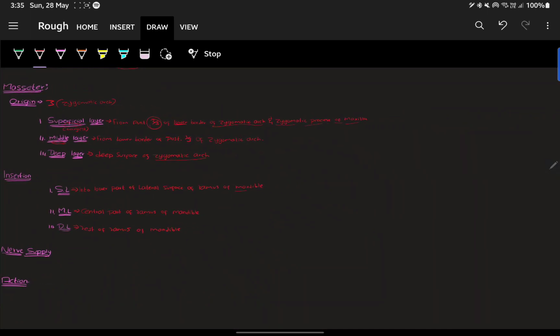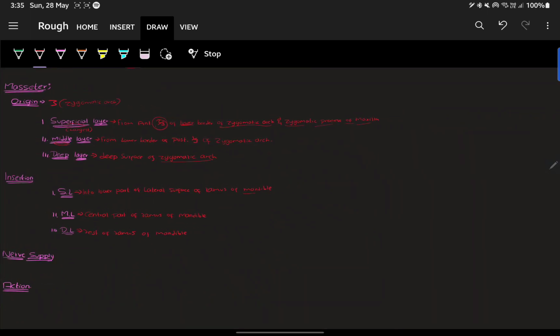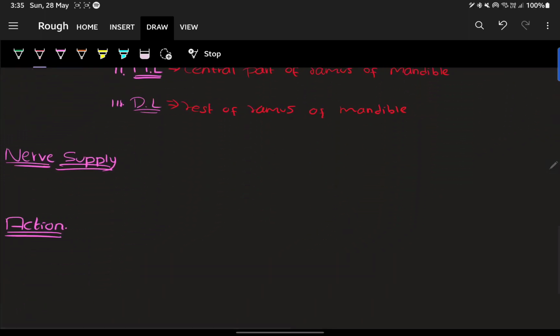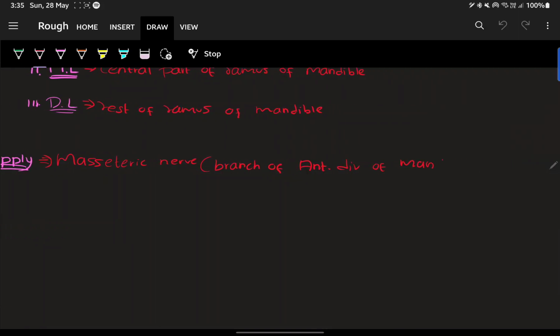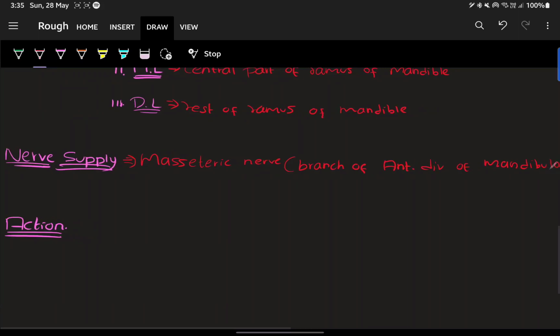If you guys want to see the whole thing here. Now coming to the nerve supply. The nerve supply is only by one nerve. That's the masseteric nerve, however you want to pronounce it, which is, this is important, a branch of the anterior division of the mandibular nerve. So that's about the nerve supply.